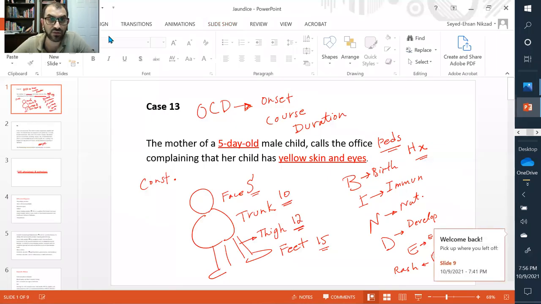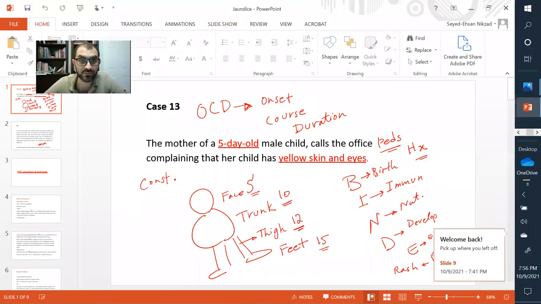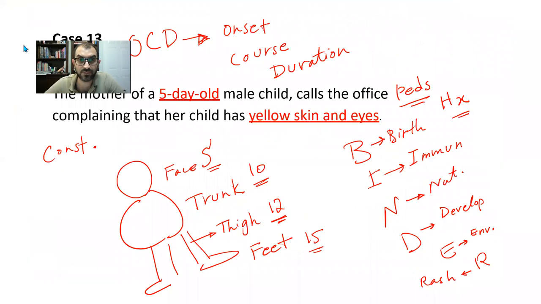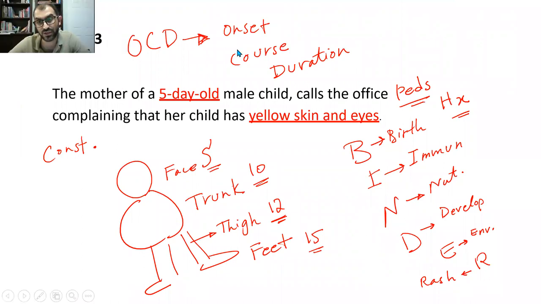I want to check the kid's binder. Onset, course, duration. Pediatric history. Binder. B for birth information.